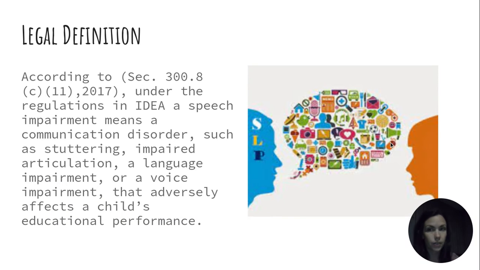The legal definition, according to Section 300.8 under the regulations and IDEA, a speech impairment means a communication disorder such as stuttering, impaired articulation, a language impairment, or a voice impairment that adversely affects a child's educational performance.